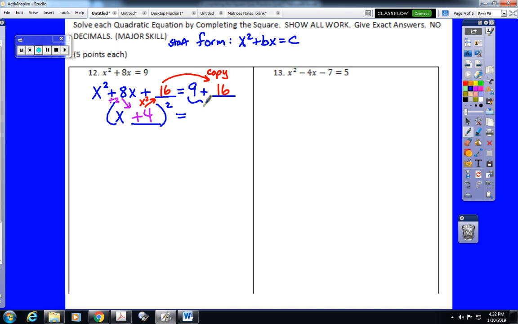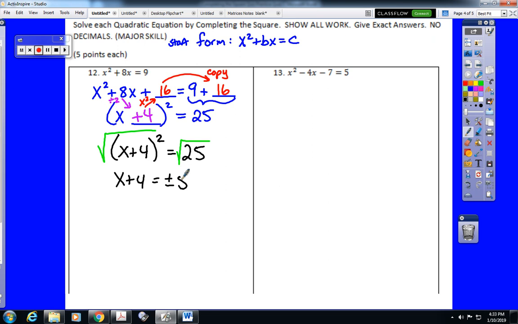We add 9 plus 16 to get 25. And that means that we've now taken that equation and rewritten it as a square root problem, just like the ones we did on the front of the practice test. So our next step would be to take the square root of each side, which would give us x plus 4 equals plus or minus 5, because the square root of 25 is either 5 or negative 5. And then just like we did on the front, we finish solving for x by subtracting 4 from each side.